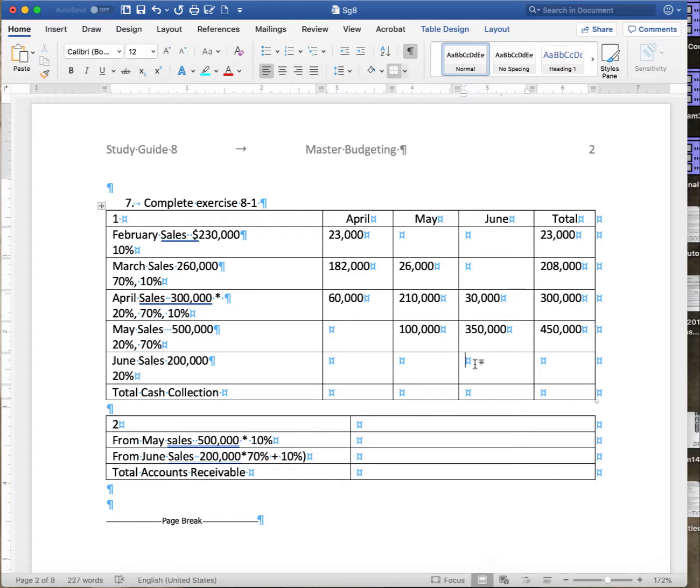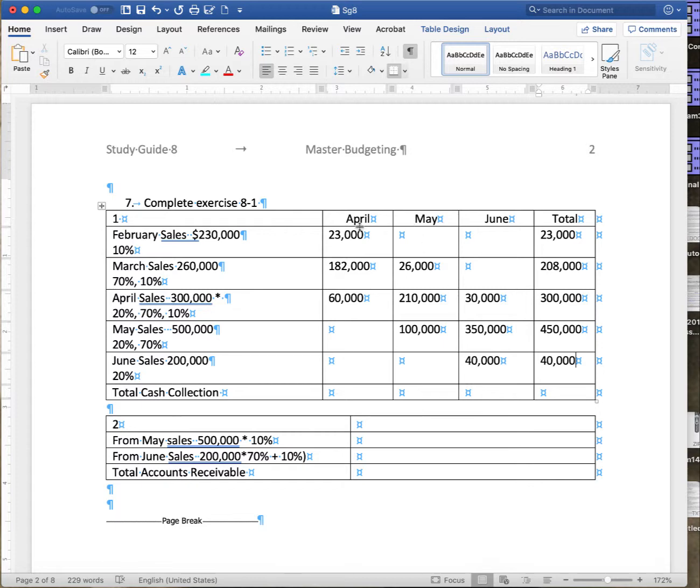In June, I sell $200,000 worth of merchandise. I know in the month of the sale, I collect 20% of that. That's $40,000. Well, what about July and August? Well, guess what? That's the third quarter. Not worried about the third quarter. I'm only worried about the cash we collect in the second quarter. So if we look at June, I only collect $40,000 in the second quarter of the $200,000 that I sell.